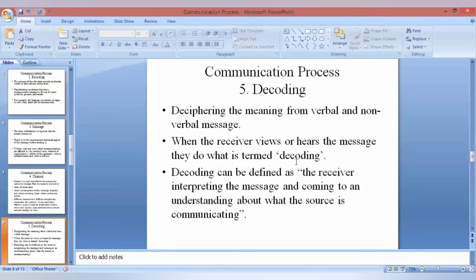So when the receiver views or hears the message, they are actually doing what is usually termed decoding. Decoding can be defined as the receiver interpreting the message and coming to an understanding about what the source, the sender, is communicating. So this is interpretation of the message by the recipient.